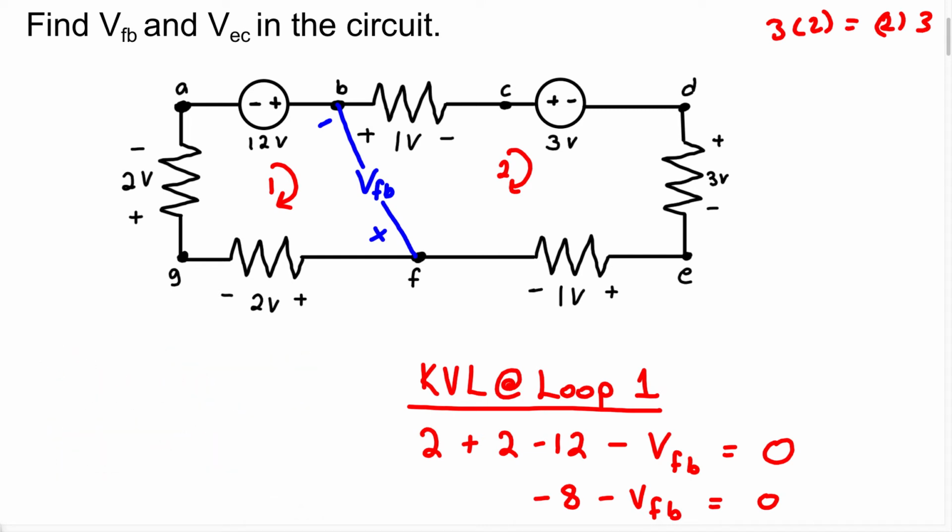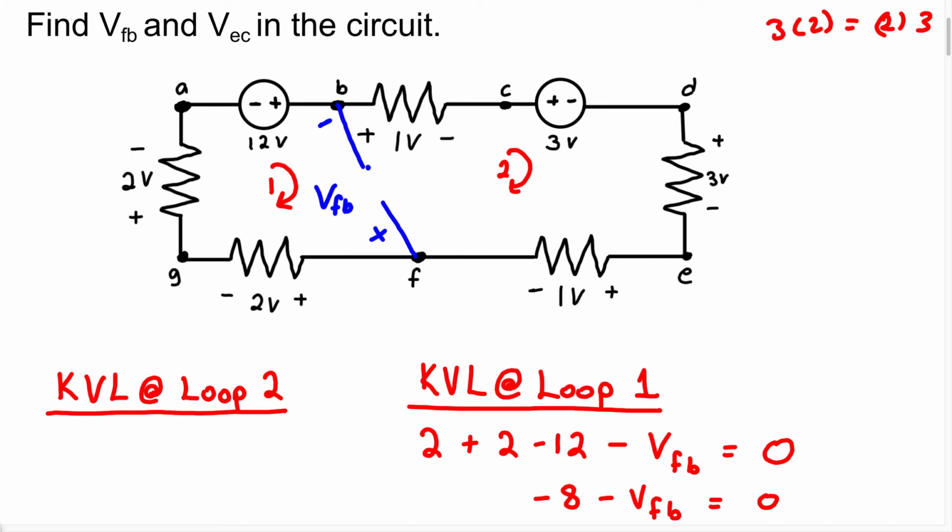So we have KVL at loop 2. Remember, we still want to find the voltage between these 2 points, FB. So I'm going to take the KVL at loop 2 this time, because I know that this wire is going to make 2 loops, this loop and this loop. And we can walk around any one of these closed loops to find the voltage right here. So let me just do that.